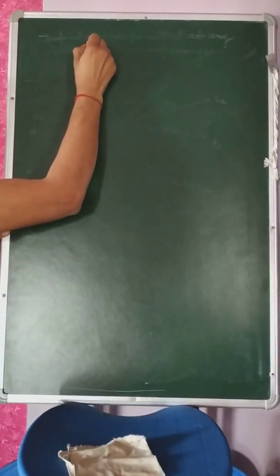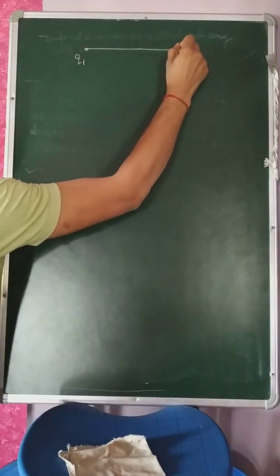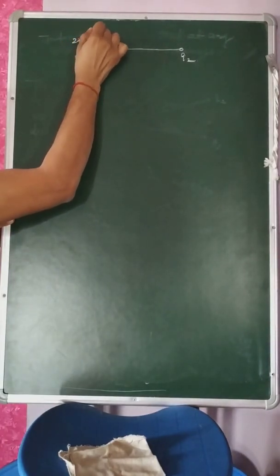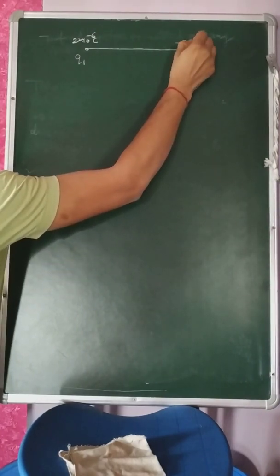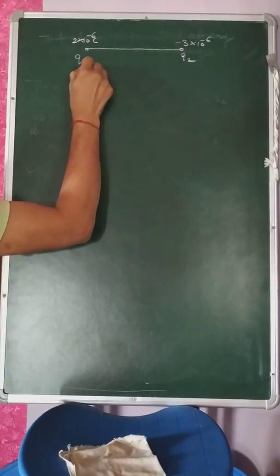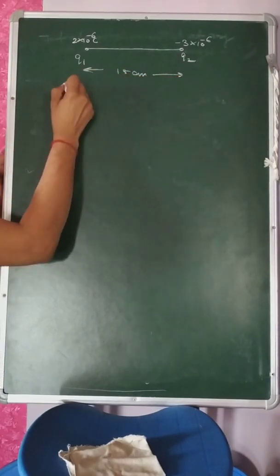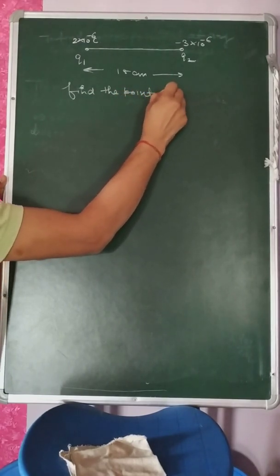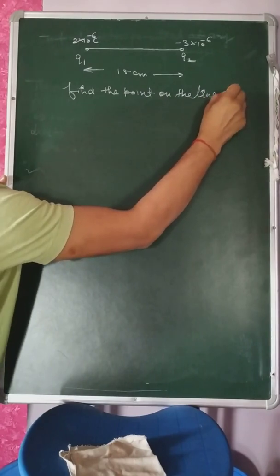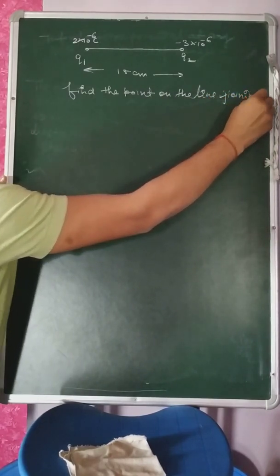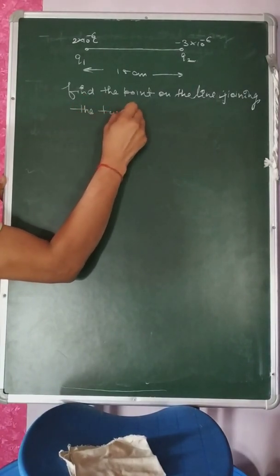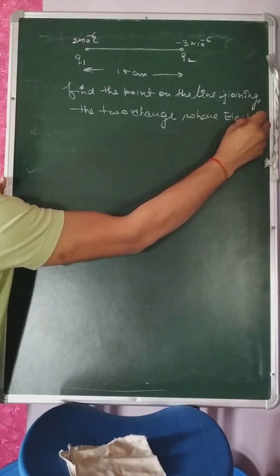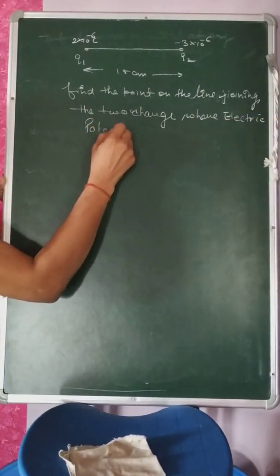Suppose I have two charges. Suppose one charge is q1 and the second one is q2, and this one is just suppose a positive charge, and this one is equal to 2 into 10 to the power minus 6 coulomb, and another one is minus 3 into 10 to the power minus 6 coulomb, and they are separated by some finite distance, suppose 15 centimeter. Find the point on the line joining the two charges where the electric potential is 0.